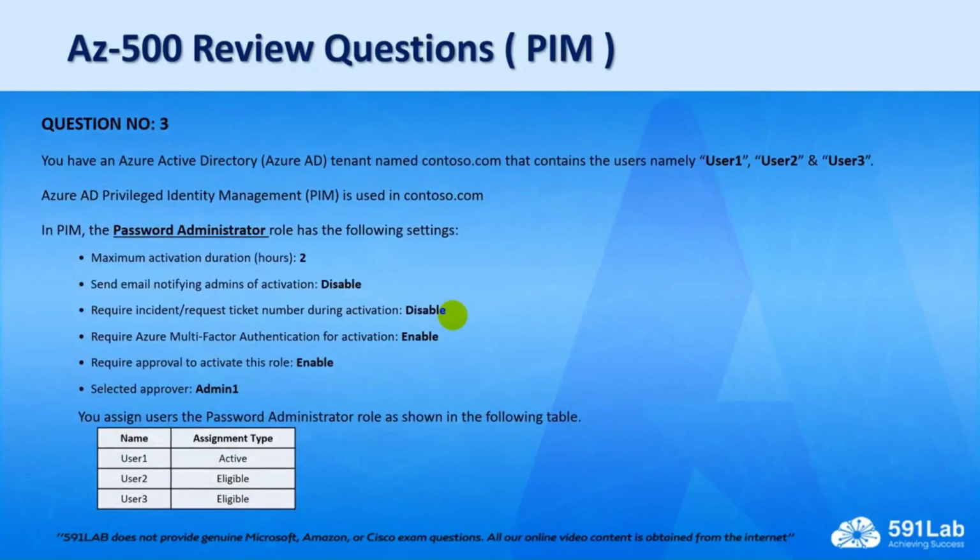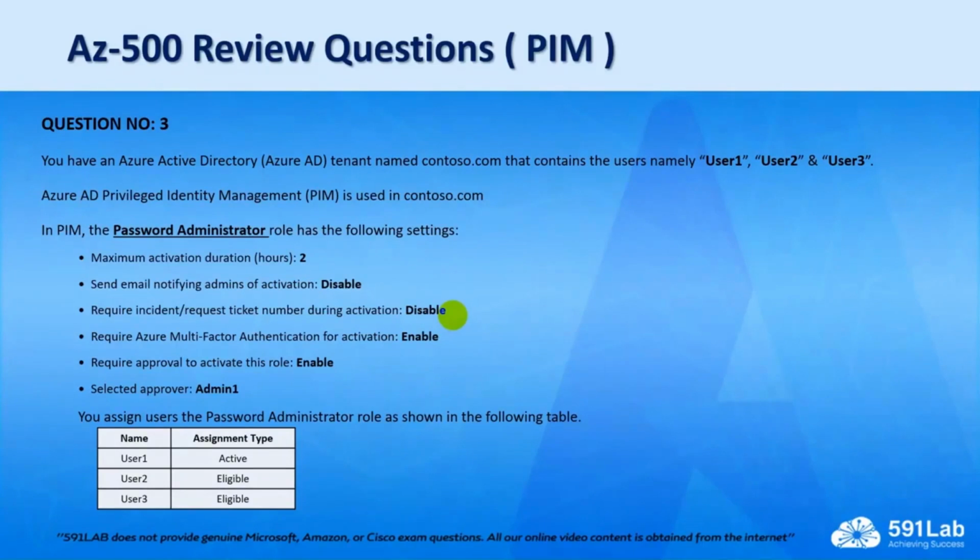We are at question number 3, and here we have an Azure Active Directory tenant named contoso.com that contains the users, namely user 1, 2 and 3. So basically the first line says we have one Azure AD where we have 3 users named user 1, 2 and 3. Then Azure AD Privileged Identity Management is used in contoso.com. So it's saying that Privileged Identity Management is enabled. Fine.